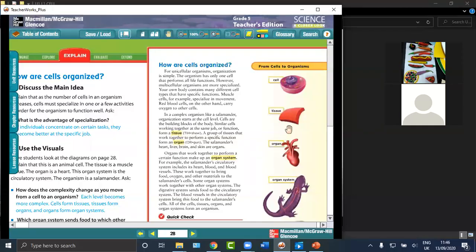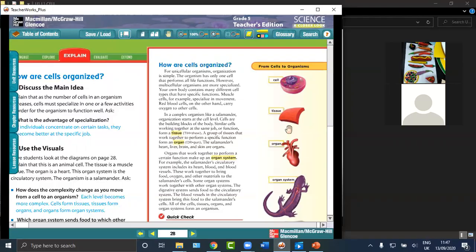We can say organs are made of tissues and make up organ systems. If you want to write this information in your copybook: organs are made of tissues and make up organ systems. In organ systems, organs work together to carry out a function of an organ system, such as digestion.